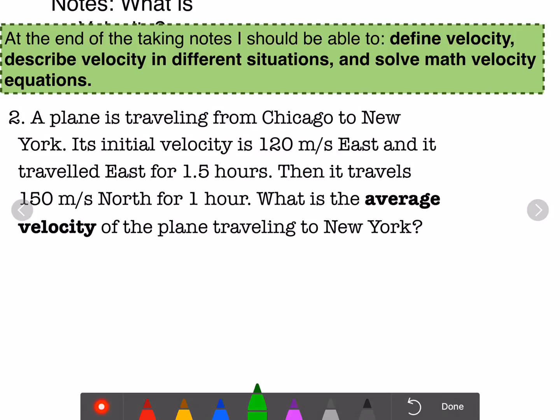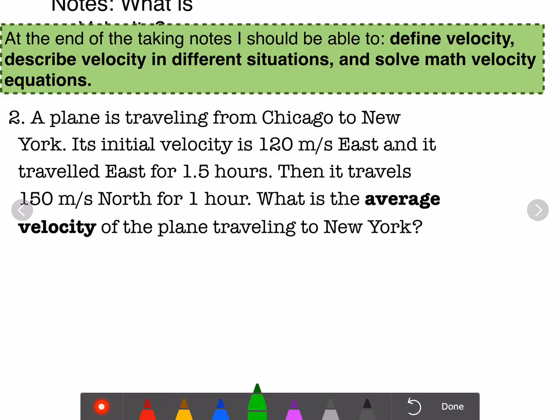A plane is traveling from Chicago to New York. Its initial velocity is 120 meters per second east, and it traveled east for 1.5 hours. Then it travels 1.5 meters per second north for 1 hour. What is the average velocity of the plane traveling to New York? Okay, this is interesting here.